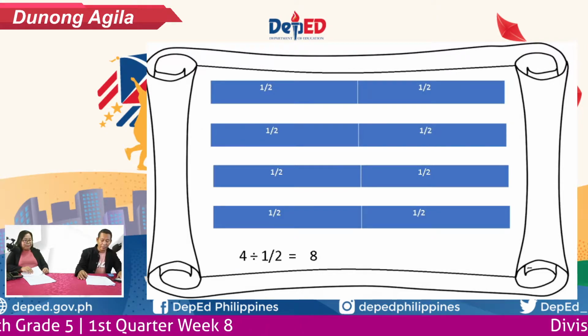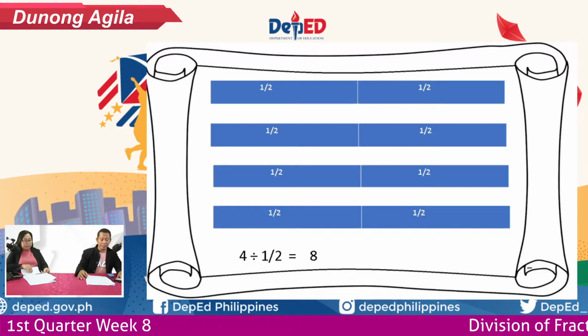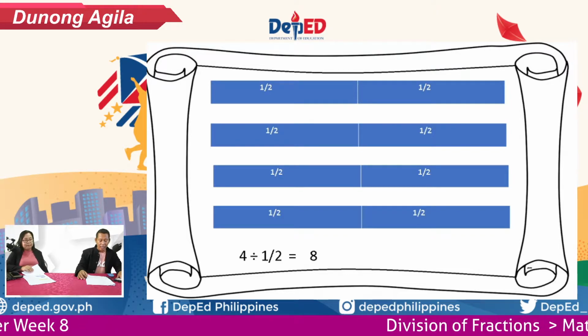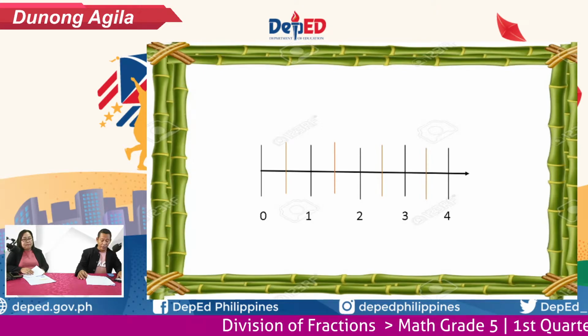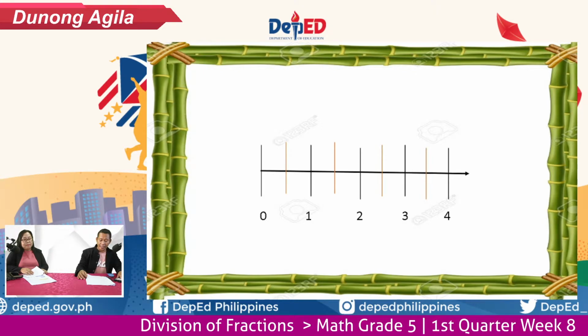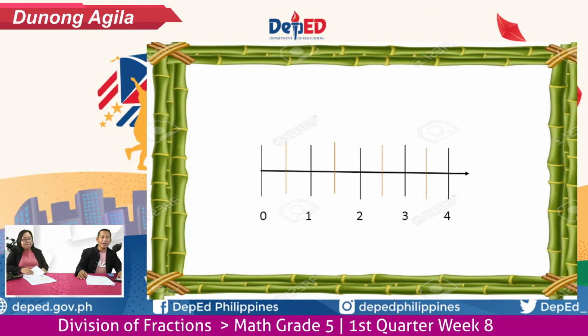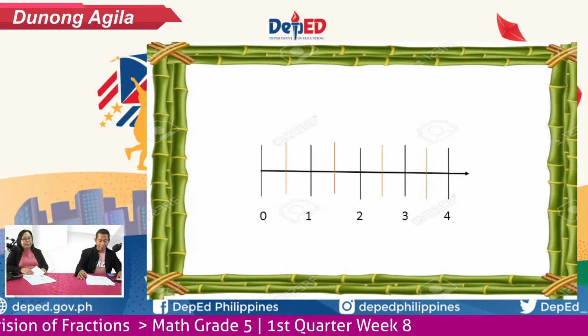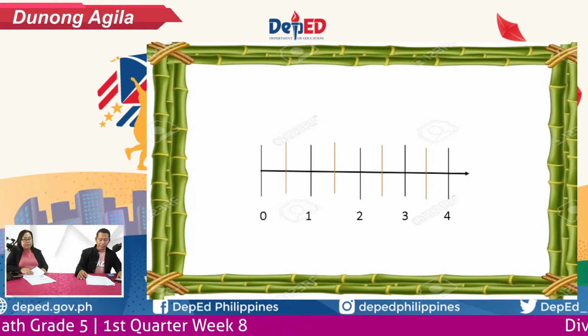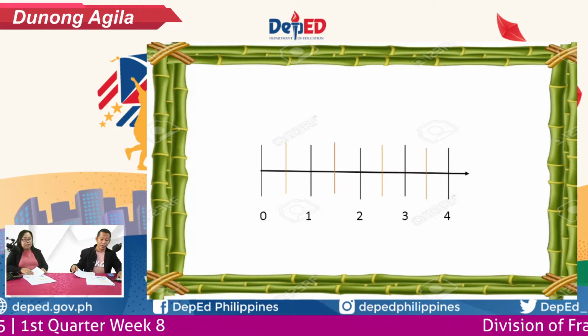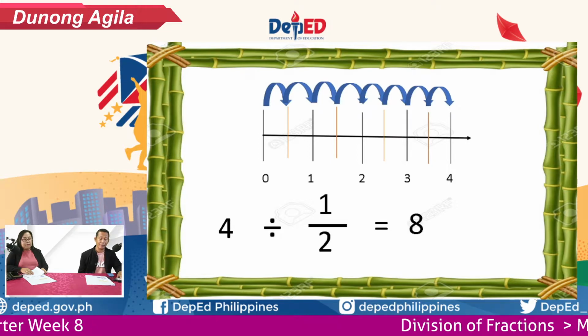Yes, Ma'am Joy. This time we'll be using number line. On the screen, our number line is numbered from 0 to 4. Since it is said that the dividend 4 will be divided by the divisor 1/2. The red vertical lines show that every whole is divided into halves. We will then count how many halves are there in 4.